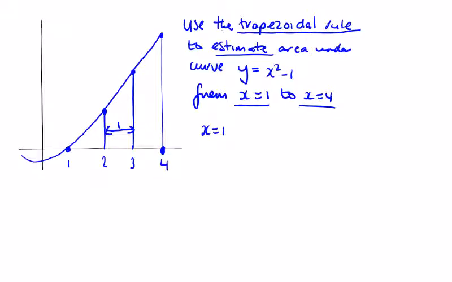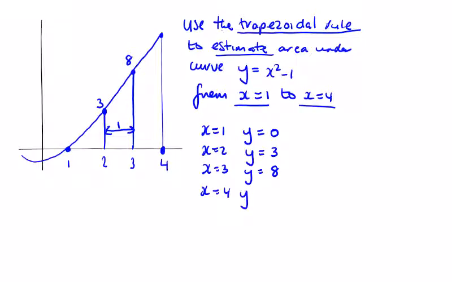At x equal to 1, you can see that y is equal to 0, 1 minus 1. At x equal to 2, y is equal to 4 minus 1, which is 3. At x equal to 3, y is equal to 9 minus 1, which is 8. And at x equal to 4, y is equal to 16 minus 1, which is 15.